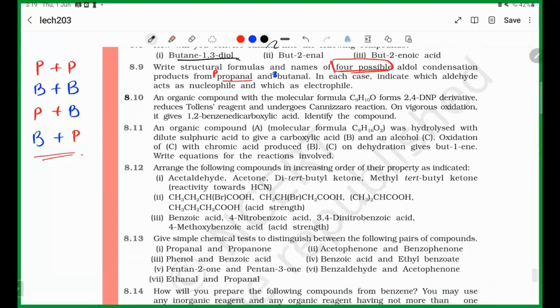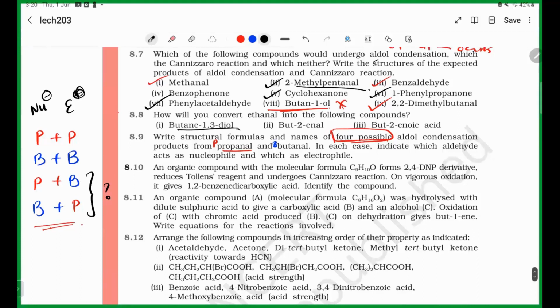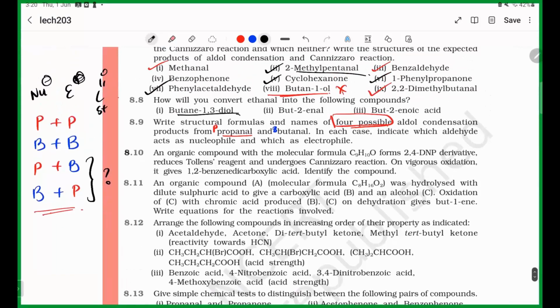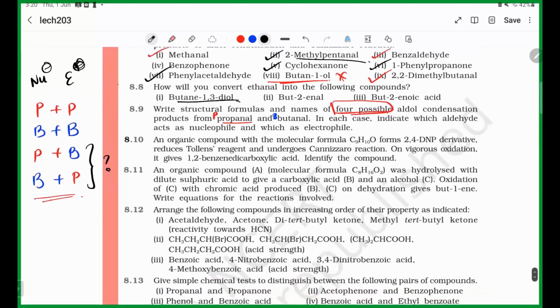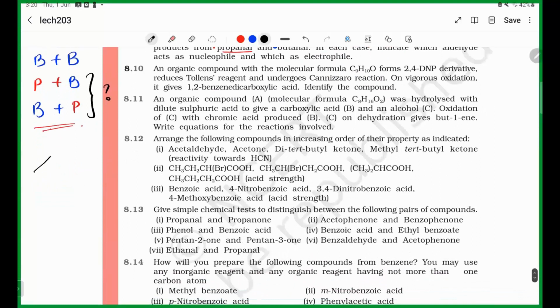Why are these two different? Why are they not the same? It's because one of them is going to act as a nucleophile, and the other is going to act as an electrophile. One of these compounds has a carbonyl carbon with a delta plus, which is going to get attacked, and the other is going to act as the attacker, the one whose alpha hydrogen is removed by the base. So that's why these are different combinations.